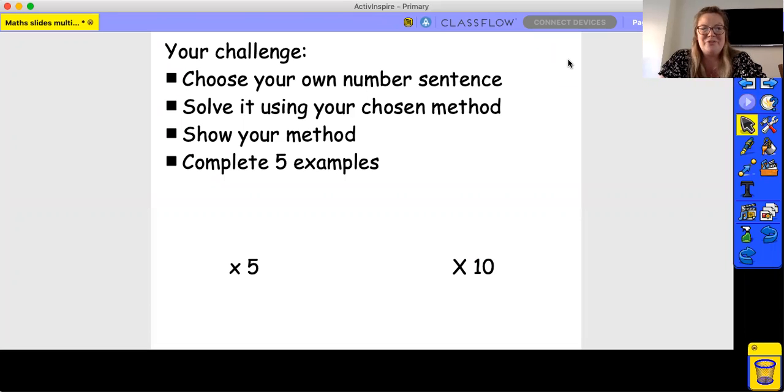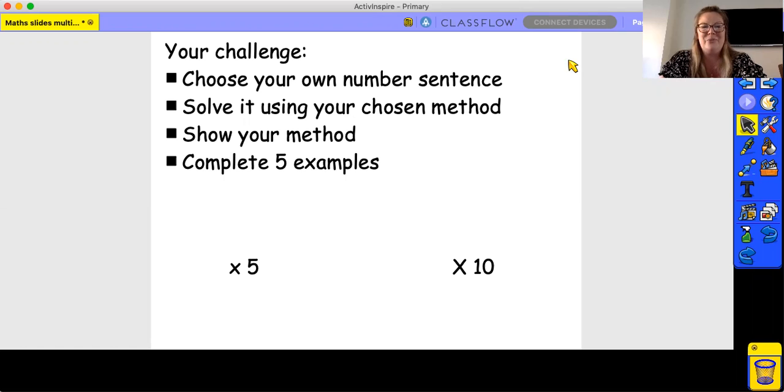Now it's time for you to challenge yourself, Year 2. We would like you to choose your own number sentence, either multiplying by 5 or multiplying by 10. If you found it slightly tricky, you can start with some slightly easier numbers, between 1 and 10. If you're feeling confident, start using your teen numbers to multiply by 5 and 10 to challenge you. Solve it using your chosen methods. The number line would be great, but if you have a different method that will work for you, show us this too. We would like you to try and complete 5 examples independently. Pause your video now.